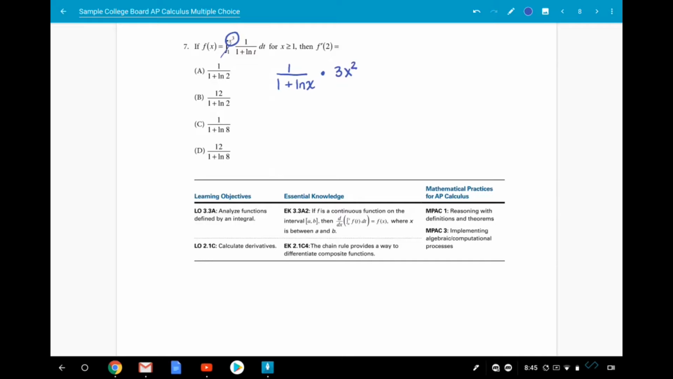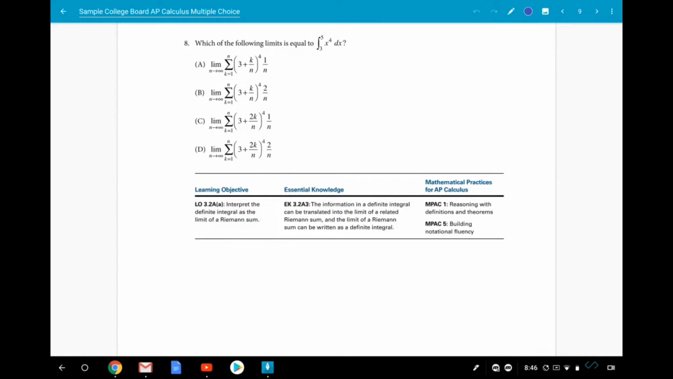So here's a trick, and in multiple choice you should be able to use it rather than doing this the long way. All right, so then I'm going to substitute 2. That's 3 times 2 squared over 1 plus ln of 2. So that's 12 over 1 plus ln of 2, which is B.